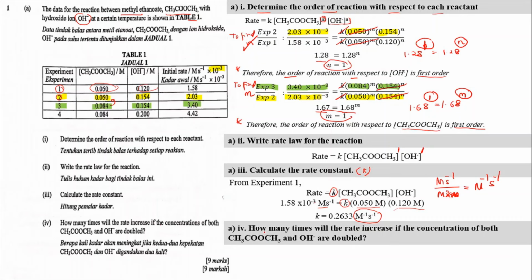And now, we need to do question A4. How many times will the rate increase if the concentration of both the methyl ethanate and hydroxide are doubled?